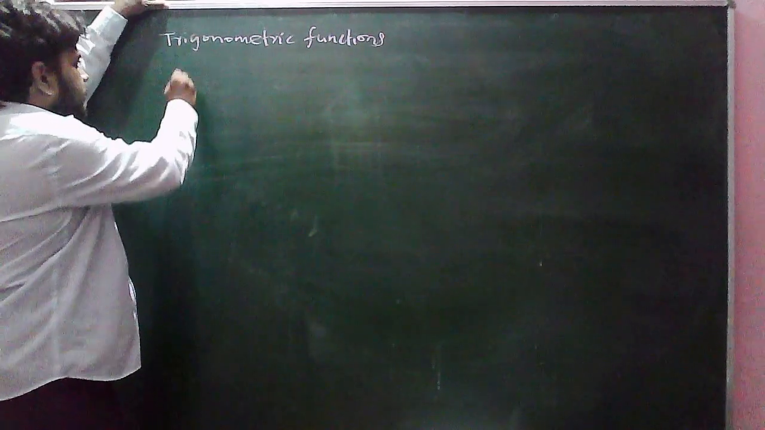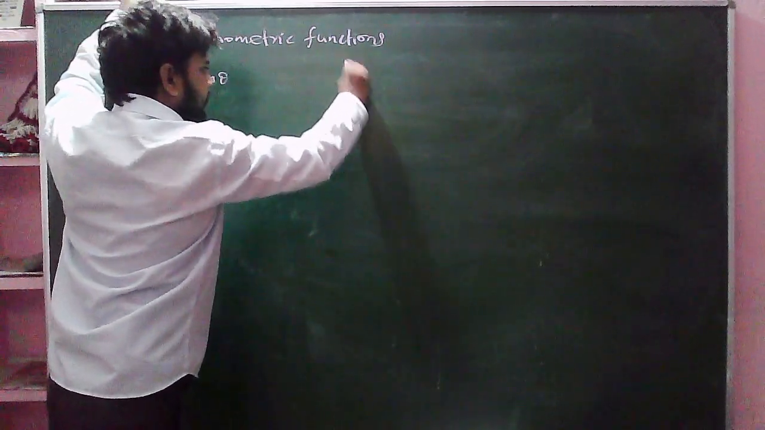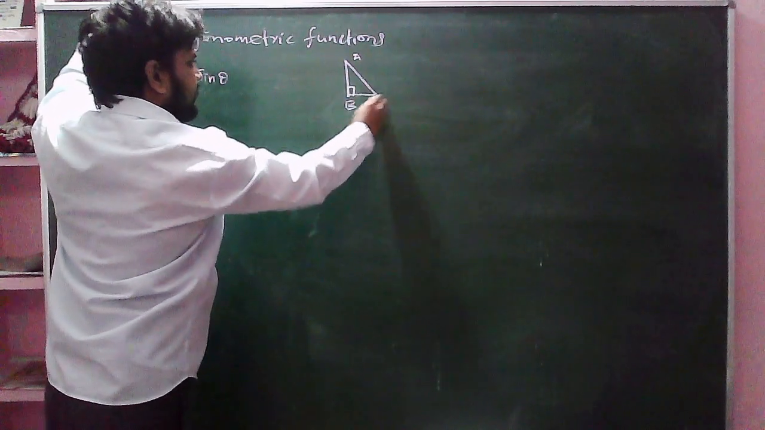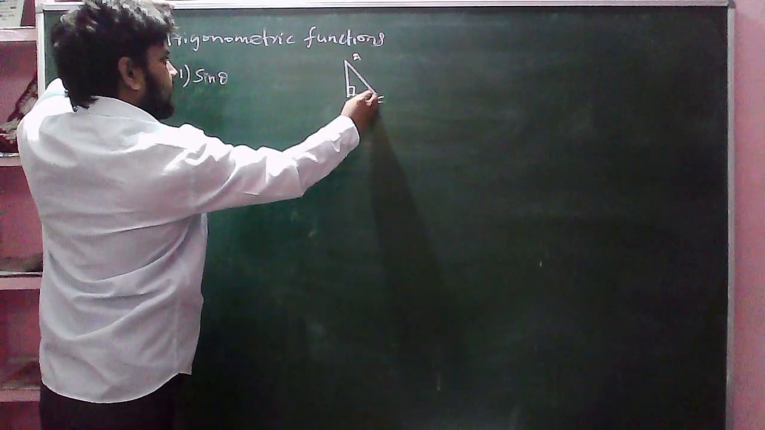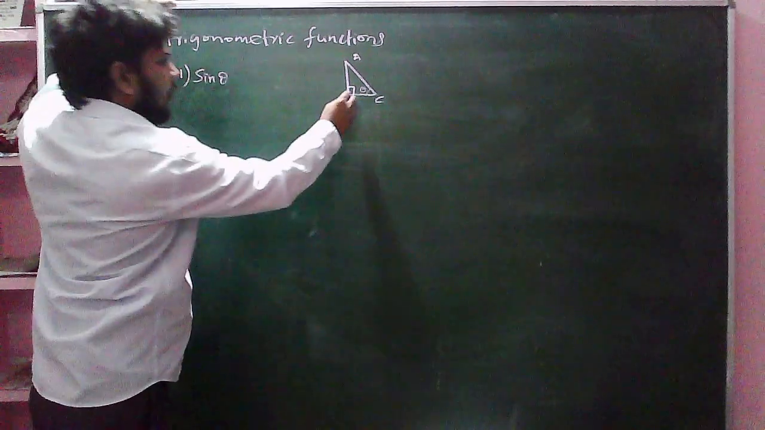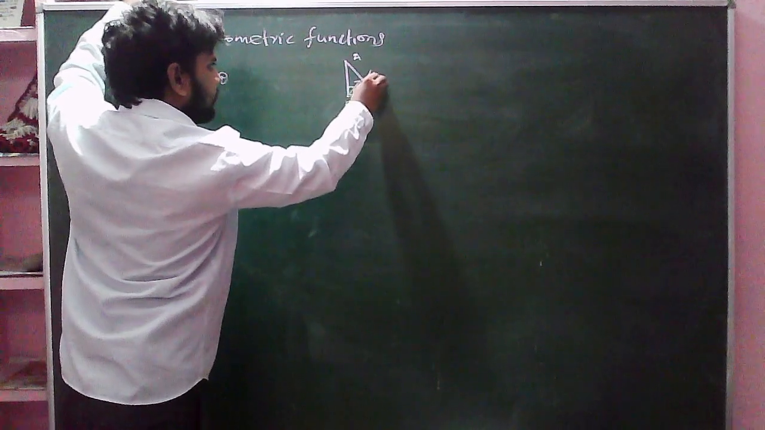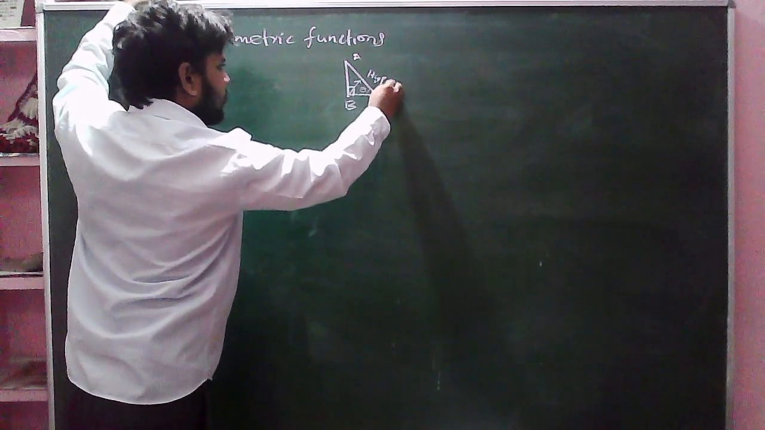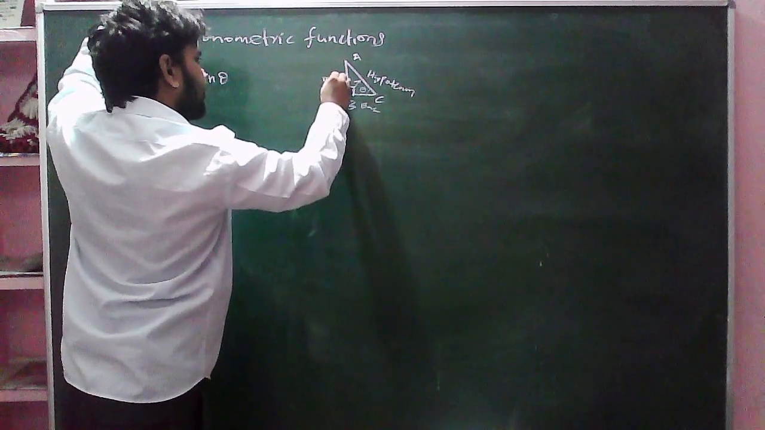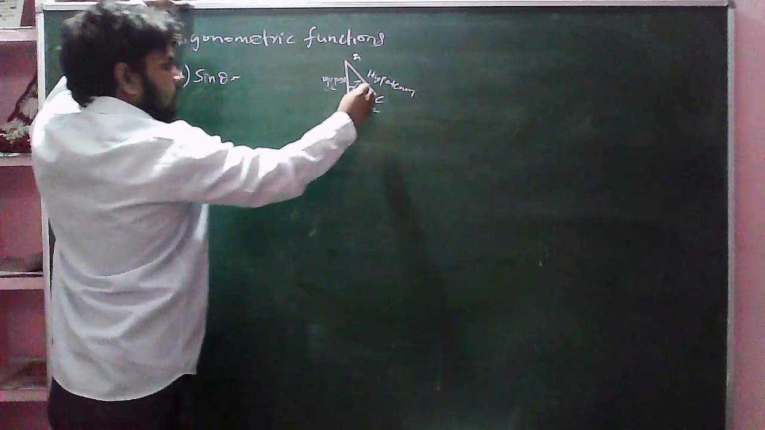So first function is sine theta. Whenever you have this 90-degree figure, for example, this is our ABC triangle. So this is our theta angle. Opposite to the 90-degree is the hypotenuse. So this is our base, and this is the opposite side.